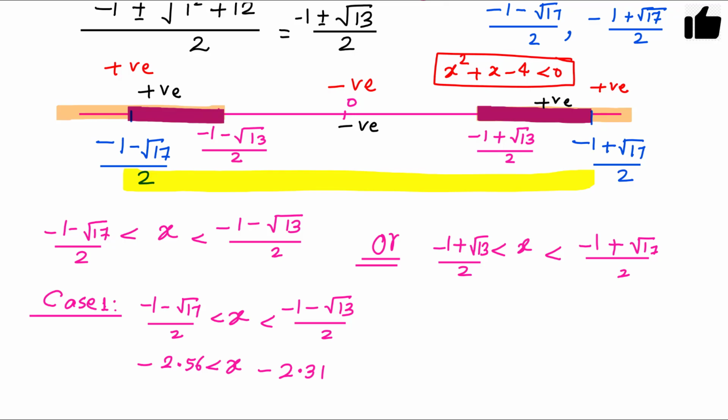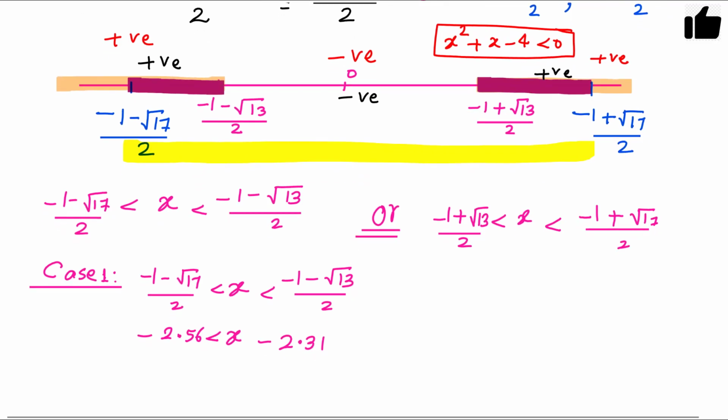So what will be the greatest integer of x? Any number that is lying between minus 2.56 and minus 2.31, the greatest integer of that is minus 3. So even though x lies between these two values, the greatest integer of x is always equal to minus 3. So this is condition 1.